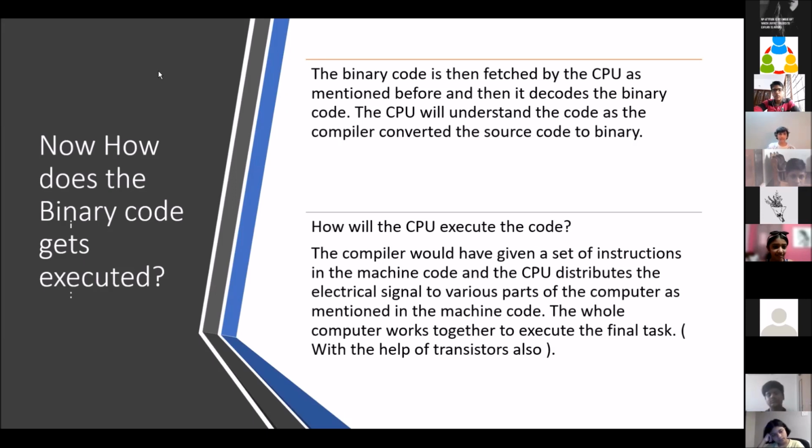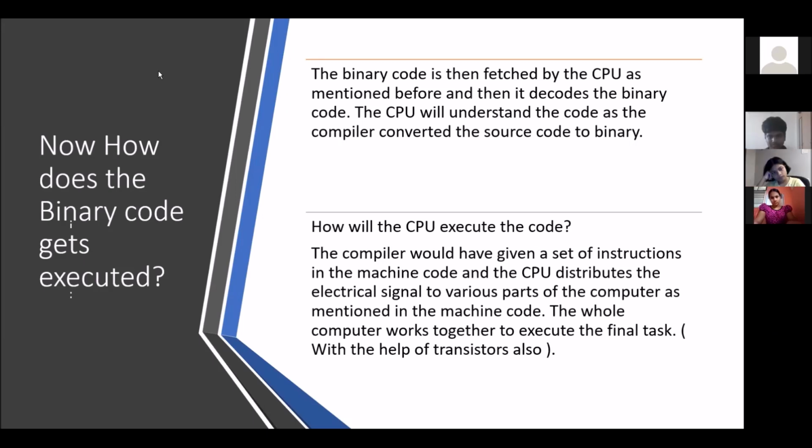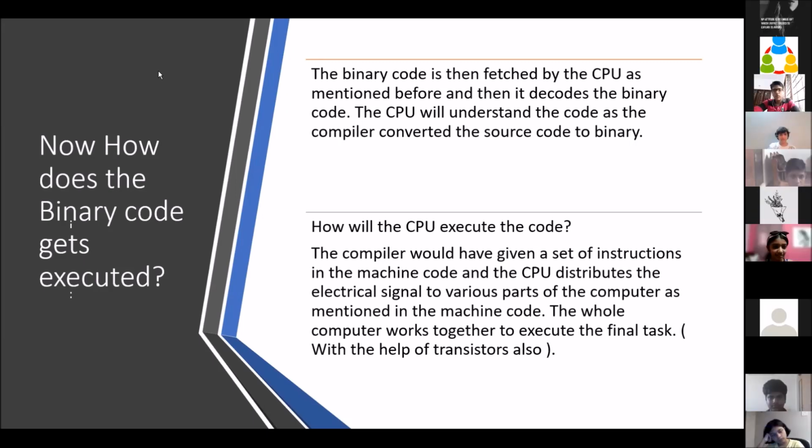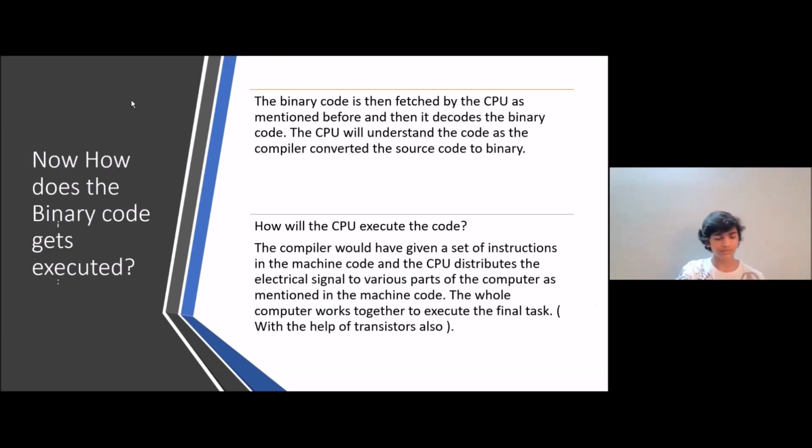The compiler is a very intelligent thing. It gives a set of instructions. For example, today if I have to present, then my brain gives me an instruction that, oh, you have to present a PPT, so you start making a PPT. The same way, this compiler would have given the CPU a set of instructions the CPU has to follow. So the CPU fetches this instruction, decodes it, and then executes it in the machine code, and the CPU sends the electrical signal to the various parts of the computer, as mentioned in the machine code.